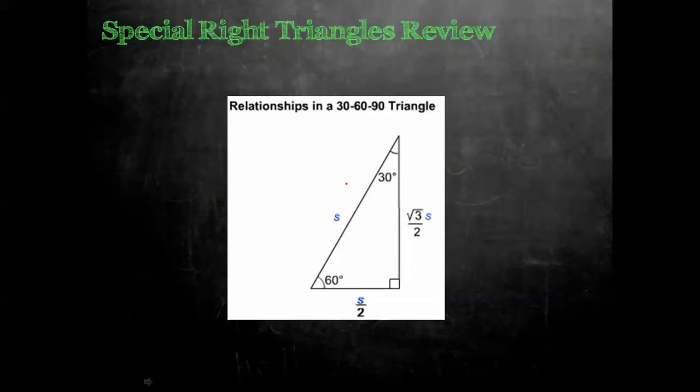So now, remember from last semester, in a 30, 60, 90 triangle, the length of the hypotenuse is S. Across from 90, we have S. Across from the 60, we have S times square root of 3 over 2. And across from the 30, we have S over 2. Those are the side lengths of our triangle.